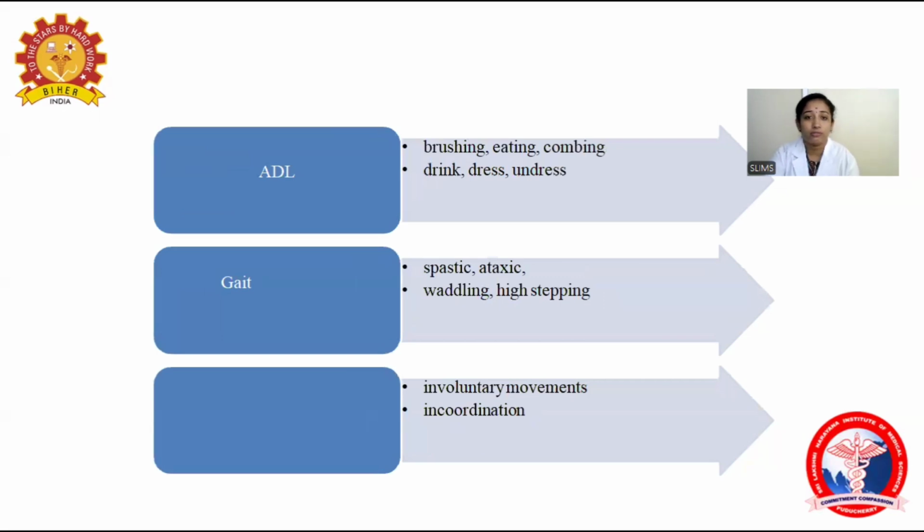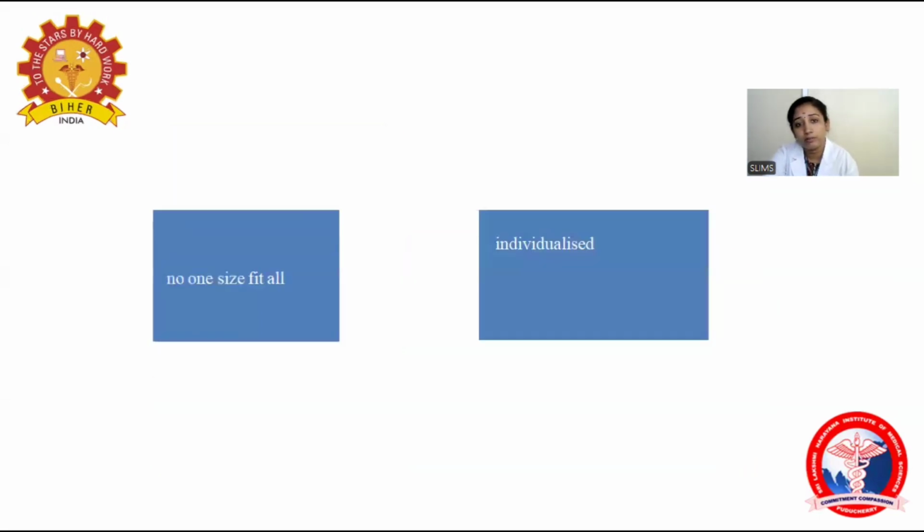In activities of daily living, whether the child has any difficulty in brushing, eating, combing, bathing. Whether the child is able to drink from a cup, able to dress or undress. Next is gait. Observe the gait, whether it is a spastic or an ataxic gait. Whether the child is having a waddling or high stepping gait. Observe for any involuntary movements and incoordination.